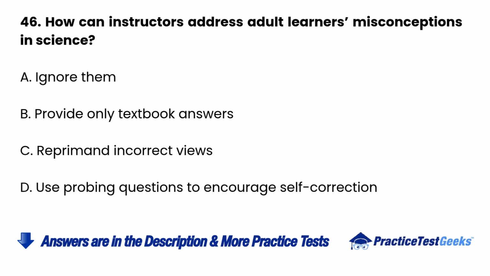46. How can instructors address adult learners' misconceptions in science? A. Ignore them. B. Provide only textbook answers. C. Reprimand incorrect views. D. Use probing questions to encourage self-correction.